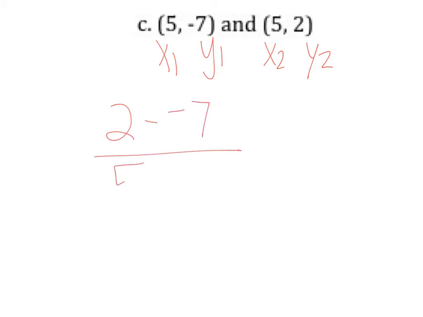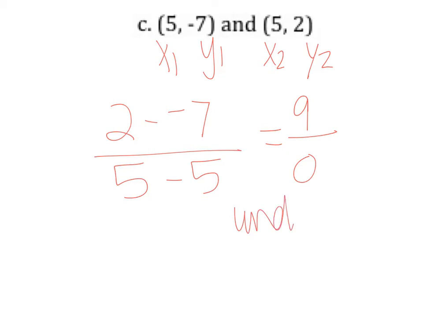And the last one that we're going to do together, again, label x1, y1, x2, y2. We're going to subtract 2 minus a negative 7 over 5 minus 5. 2 minus a negative 7 is going to give us 9 in the numerator. 5 minus 5 gives us 0 in the denominator. Anytime we have a 0 in the denominator, that's going to be an undefined slope. An undefined slope, if we were looking at it on a graph, would be a graph that is a vertical line. So this is going to be a vertical line through x equals 5.